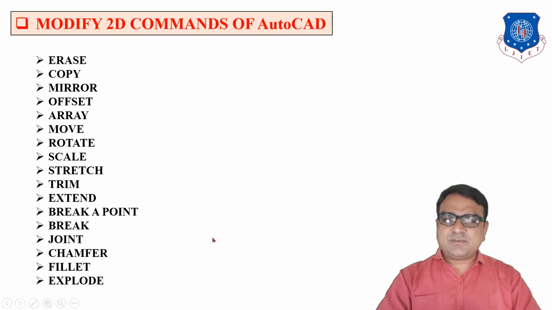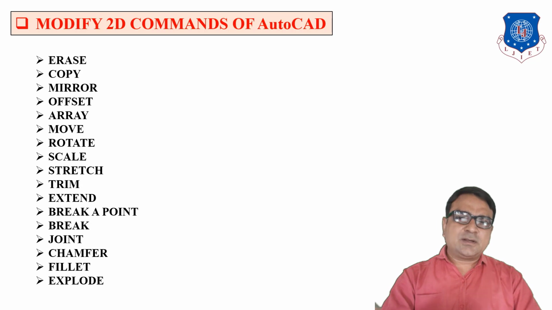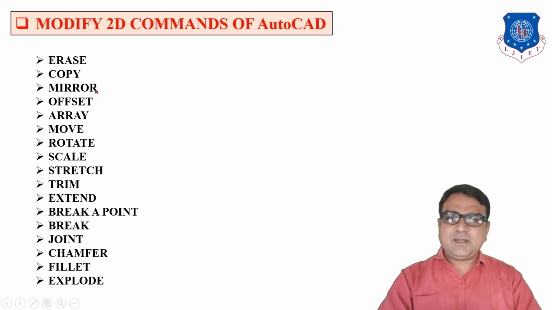So this is the list of modify commands: the erase command, which is used to erase the drawing. Copy command: if you draw one drawing and you want to copy that drawing at another place, then you can copy. Mirror, offset, array, move, rotate, scale, stretch, trim, extend, break at point, break, join, chamfer, fillet, and explode.